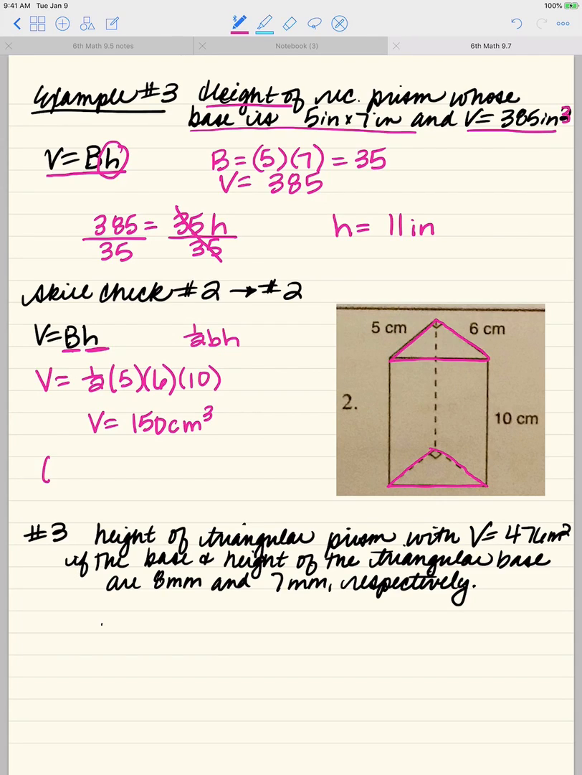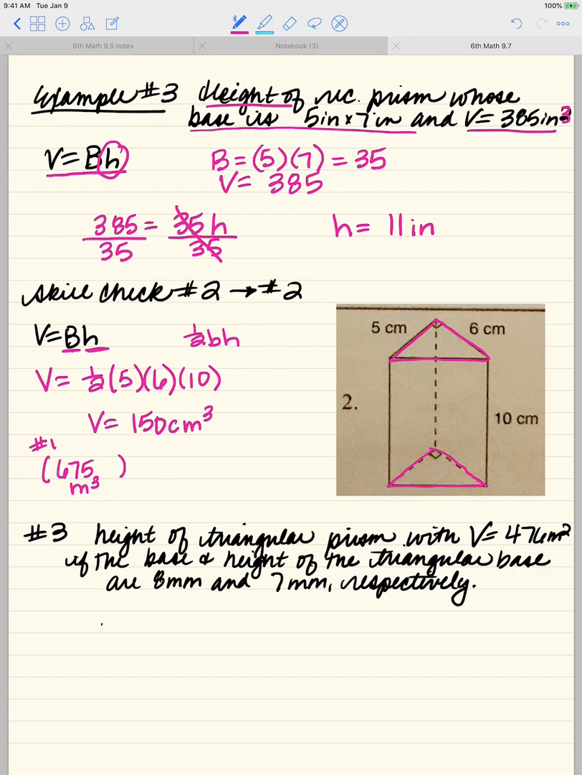Now, if you want to challenge yourself by doing box skill check number 2, number 1, you should arrive at the answer of 675 meters cubed. That's for number 1, if you want to challenge yourself. Now, let's look at example number 3. Or not example number 3, sorry, number 3 in box skill check number 2.